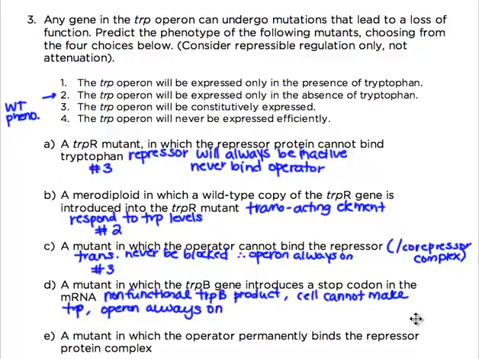Which would be number 3 again. Now, even though it's always on, because there are no levels to regulate it or repress it, it doesn't mean that it will ever make tryptophan, because as you see, there's a non-functional product within the structural genes. So the operon will always be on, but tryptophan will never be made.